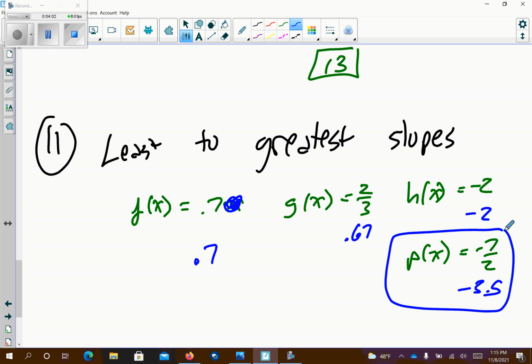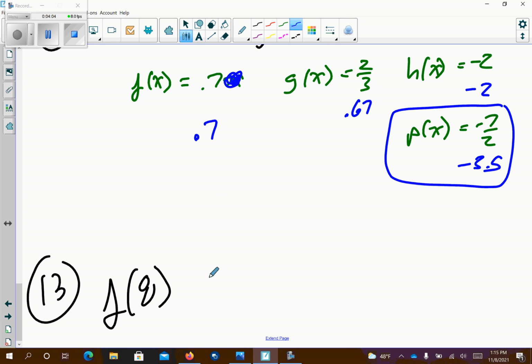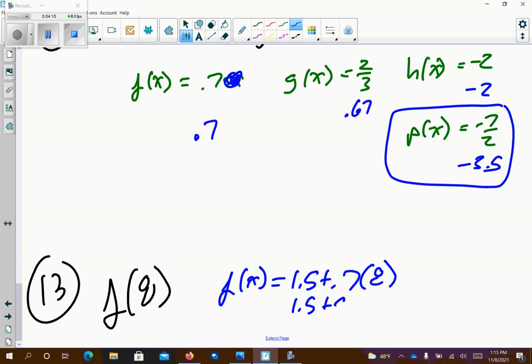And then calculate f at 8. F at 8, we're going to look at our f at x equation, which was this. We're going to plug 8 in for the x. So that's going to be 1.5 plus 5.6. So that's going to give me 1, carry the 1, 7.1 is the result on that.